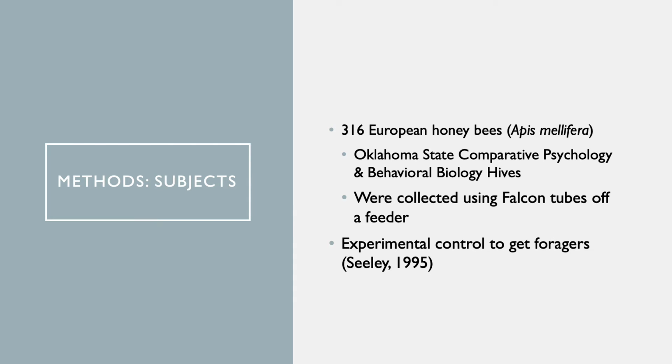For this experiment, I used 316 honeybees, and these were recruited from the Oklahoma State Comparative Psychology and Behavioral Biology hives. The bees were collected using falcon tubes off of a feeder. This method was used to ensure that the honeybees were actually forager bees and is used as an experimental control, so that way all the bees are around the same age.